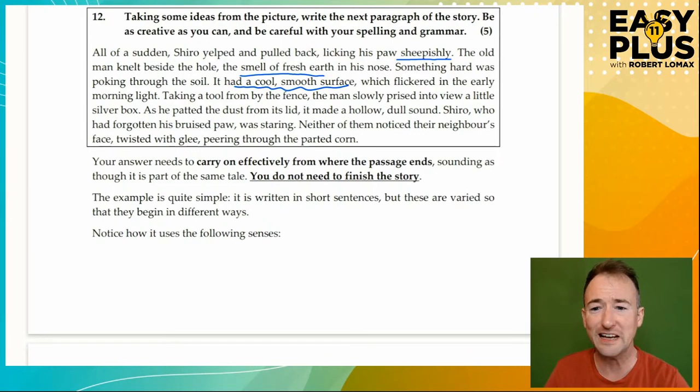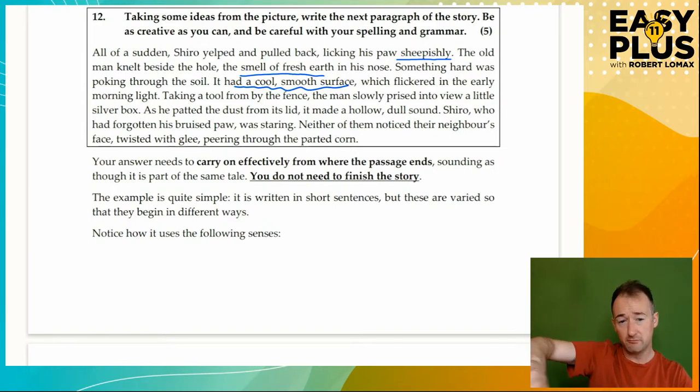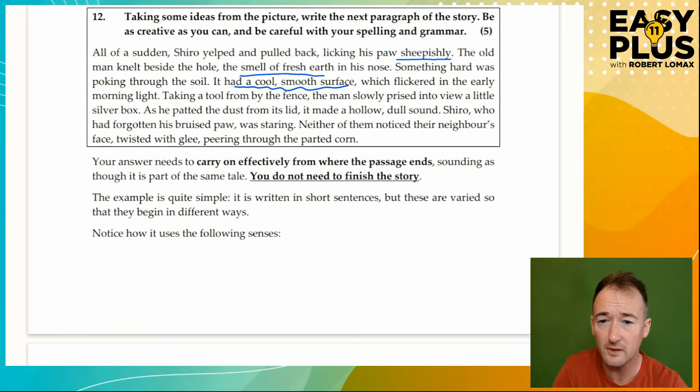It's something which flickered in the early morning light. Okay, so that's also creating atmosphere by reminding us of the time of day. The text doesn't tell us, but we don't know that it wasn't early morning, so I've imagined that detail. And again, it gives us a bit of atmosphere. The light's kind of fresh, not full yet, but quite low in the sky and reflecting off this thing.